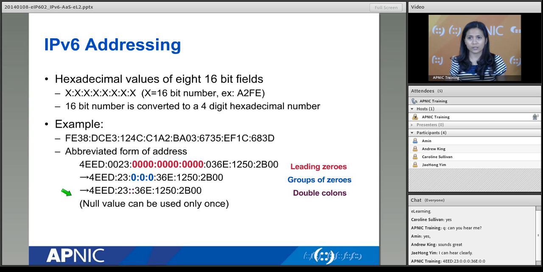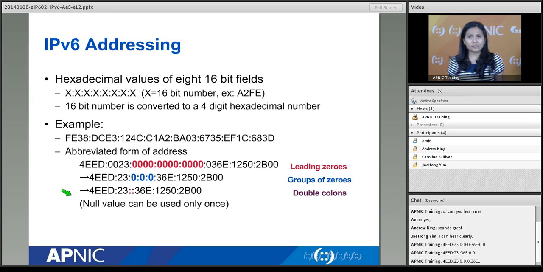So this will be 4ED 23 colon colon 36E 0 0. So this is an acceptable answer. Well, this is the answer that I would prefer. However, nobody is stopping anyone to use this one, 0 0 with 3 zeros, and then 36E colon colon. Right? So that is also a correct answer.